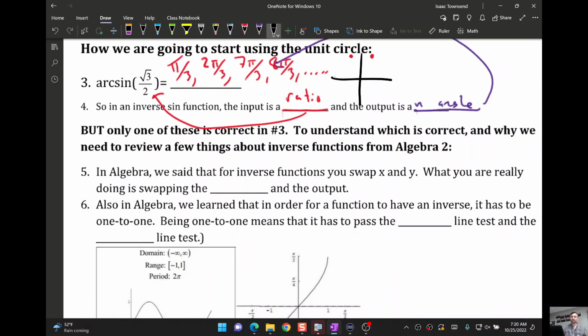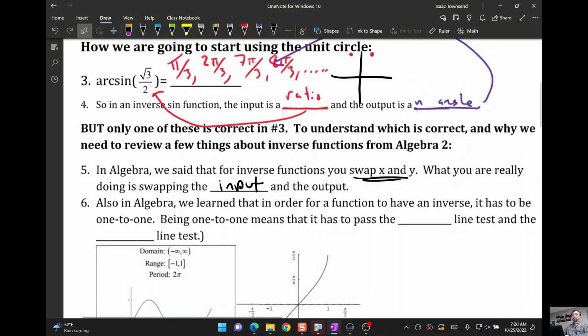Okay, so hopefully you guys did some inverse functions in algebra before, and chances are if you did, your teacher probably said switch x and y and then solve for your new y. But what you're really doing is swapping input with output. So in an algebra course, the input's usually x and the output's usually y. But for us, in trig functions, the input is going to be the ratio and the output is going to be an angle.